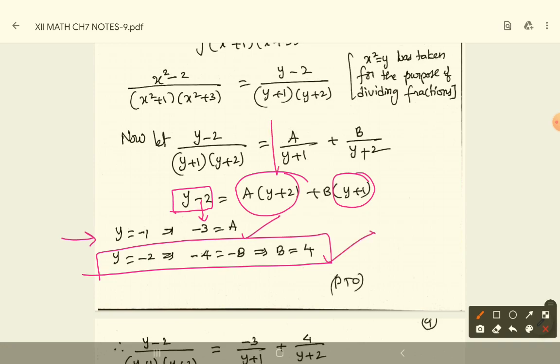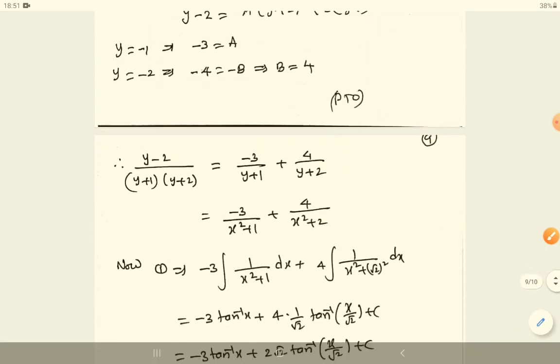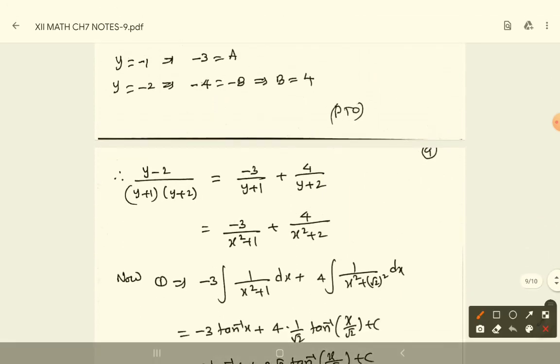Then finally substitute the a, b values in this, and you get minus 3 by (y plus 1) plus 4 by (y plus 2). Then what will happen next? What is y? I took y for my convenience, not for the substitution method. So substitute y is equal to x square.